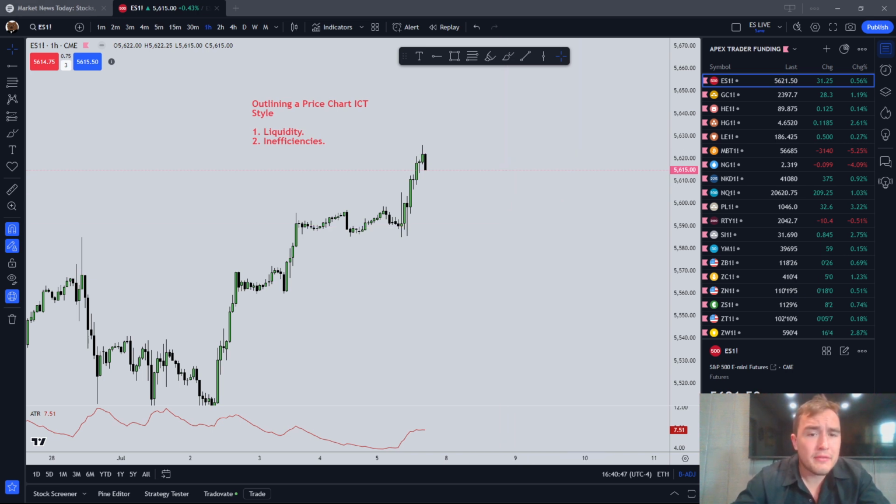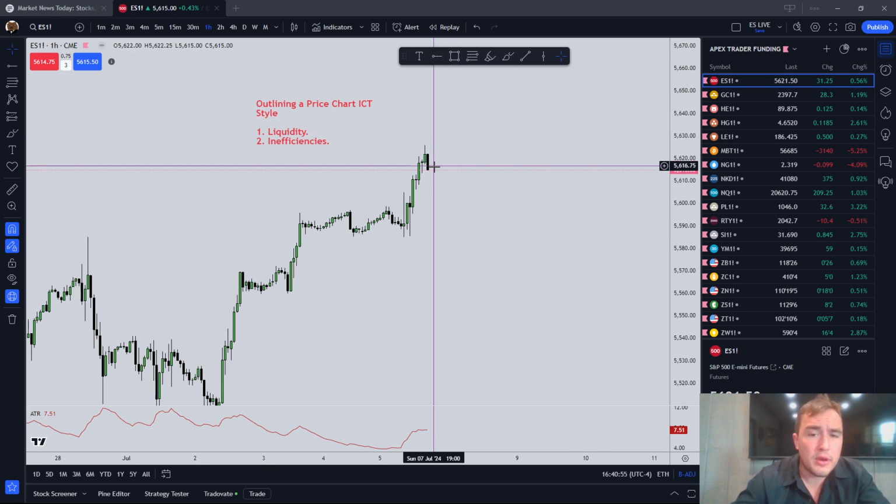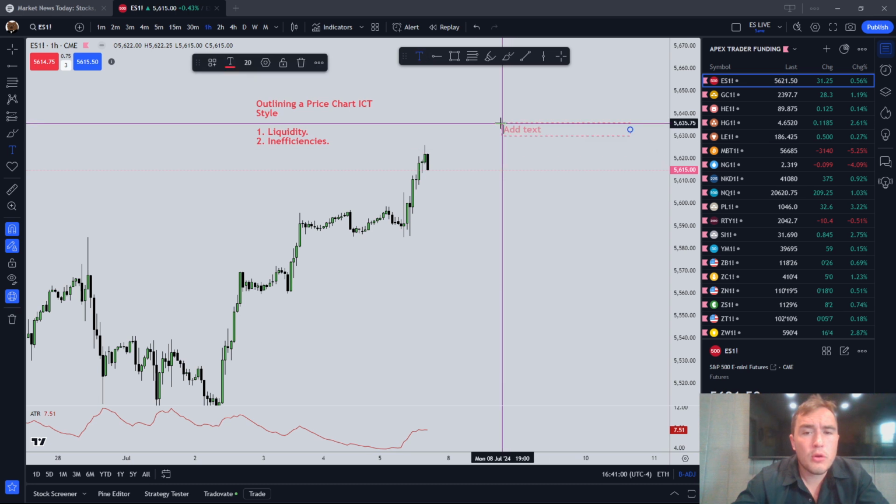So we're here on the ES on an hourly chart, and whenever we're on an hourly chart, the first thing that we want to do is identify where the buy side liquidity is, and where the sell side liquidity is. We're looking for buy side liquidity and sell side liquidity. We're looking for recent highs, recent lows, equal highs and equal lows, and relatively equal.